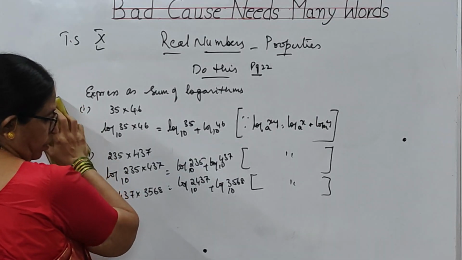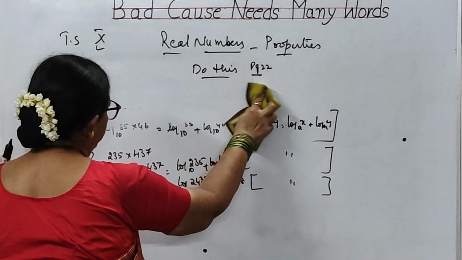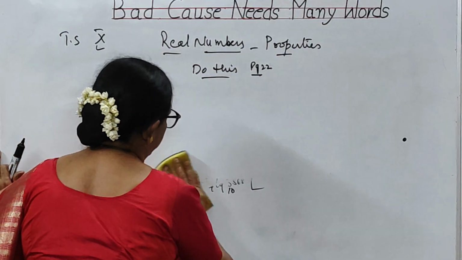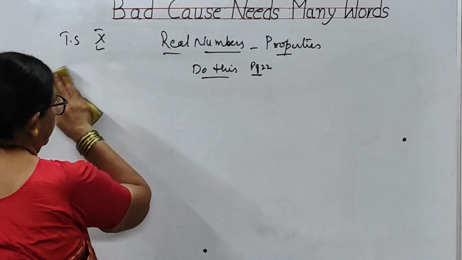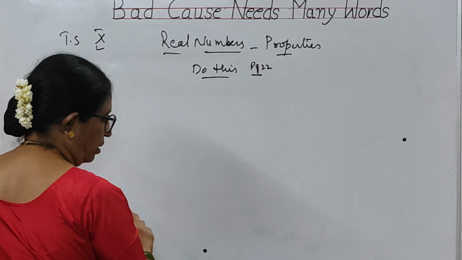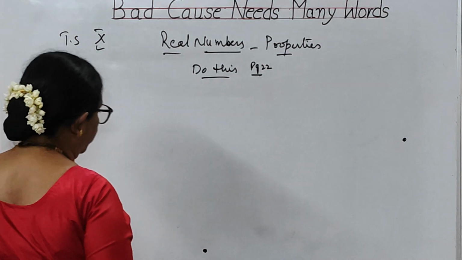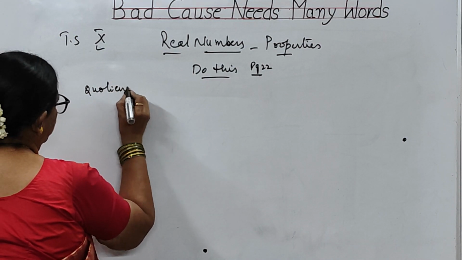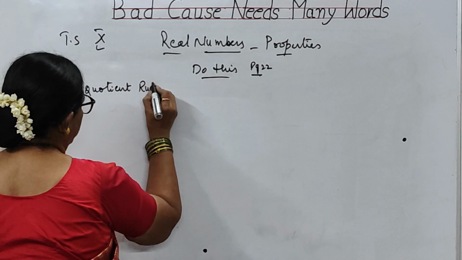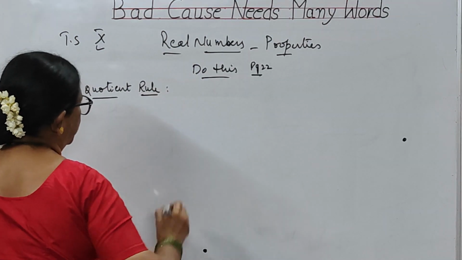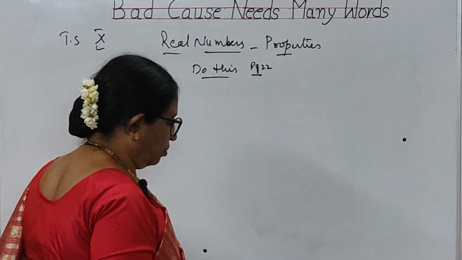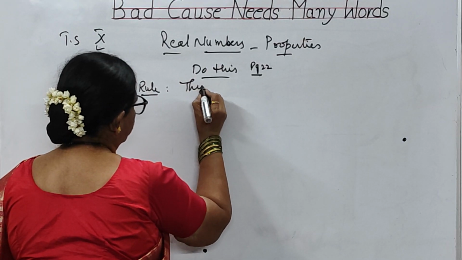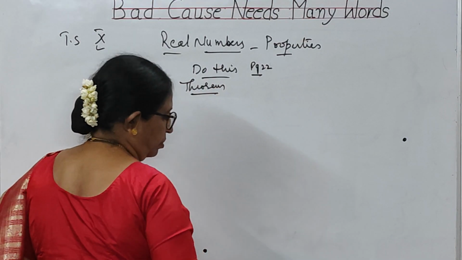Now, in the same page, you have another theorem. That theorem is called the quotient rule. First one what you have done is the product rule. Now it is the quotient rule. This quotient rule, you have got a theorem. Now what is the theorem?